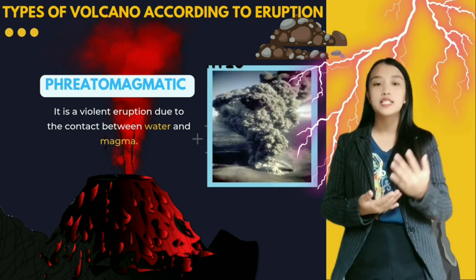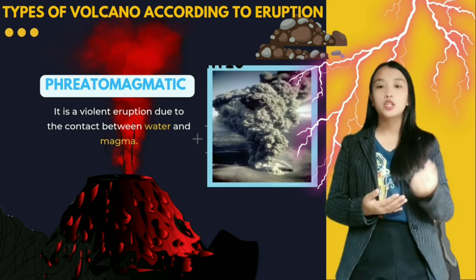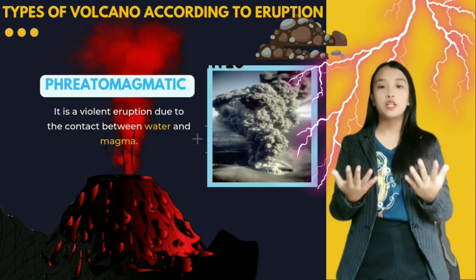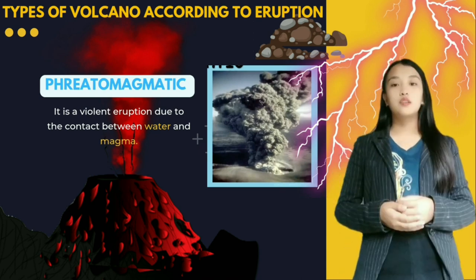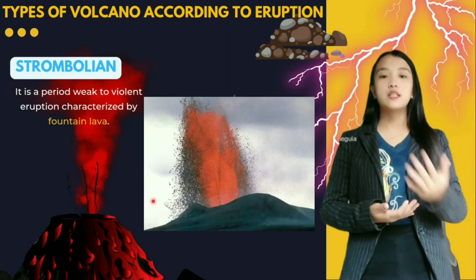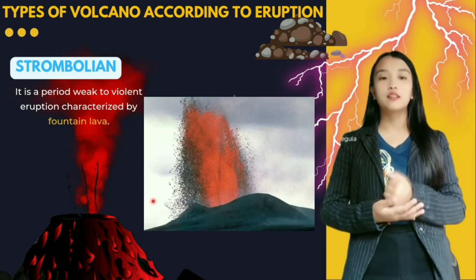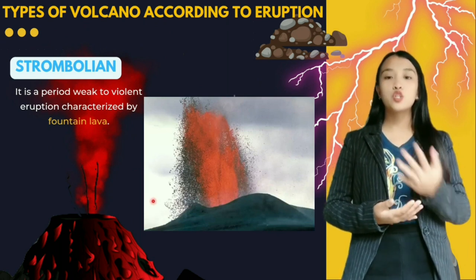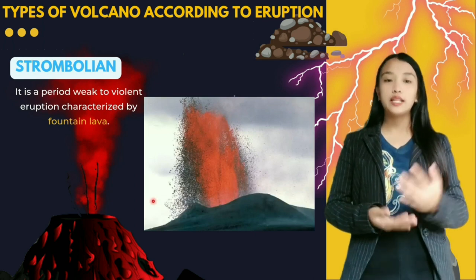Phreatomagmatic eruption happens if there is interaction between water and magma, resulting in a violent fine ash eruption. The third is strombolian. It is a period of violent eruption characterized by fountain lava. As shown on your screen right now, it is a fountain lava.